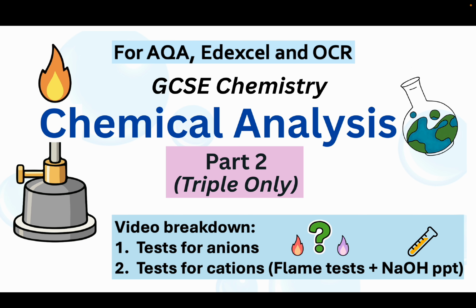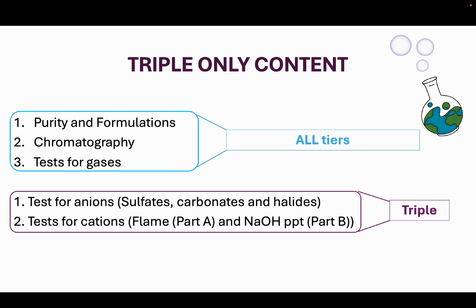This video is part 2 of my GCSE Chemistry series on chemical analysis. It's for triple only students. The video breakdown is below. We're going to be looking at tests for anions and tests for cations. So let's begin. This is just a quick little breakdown.